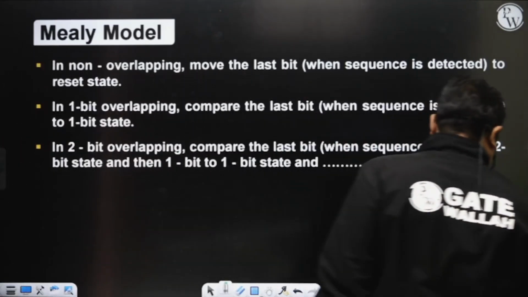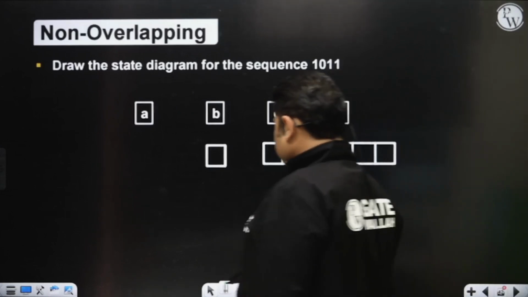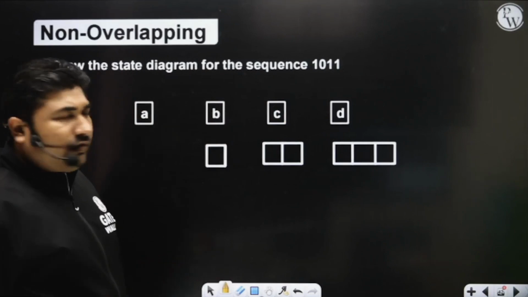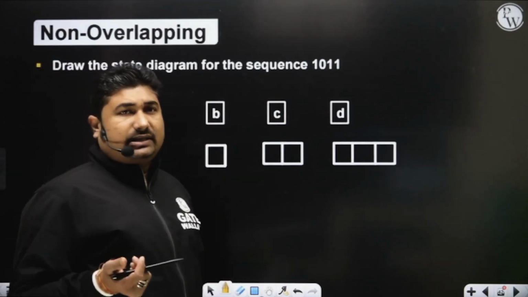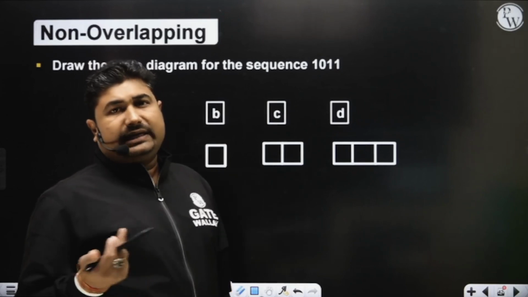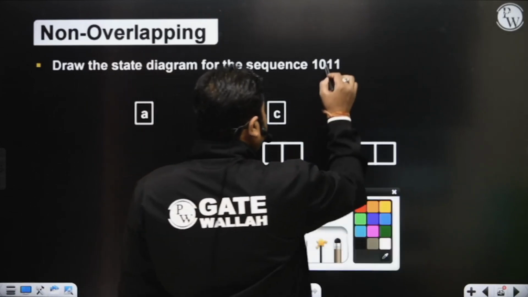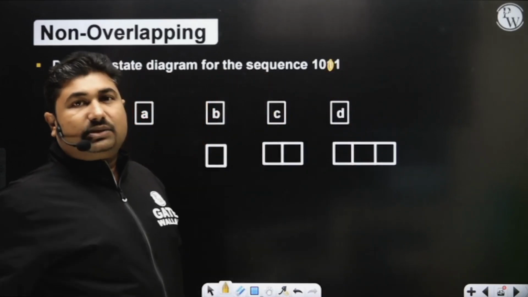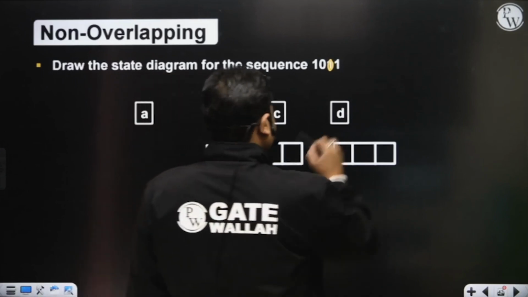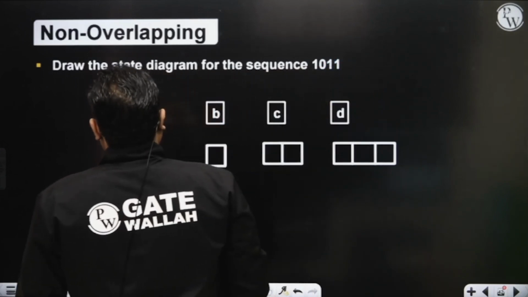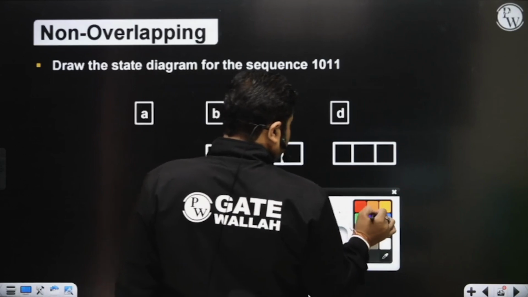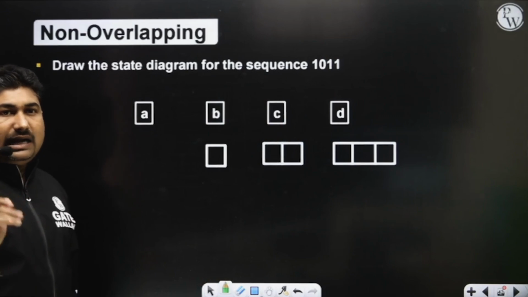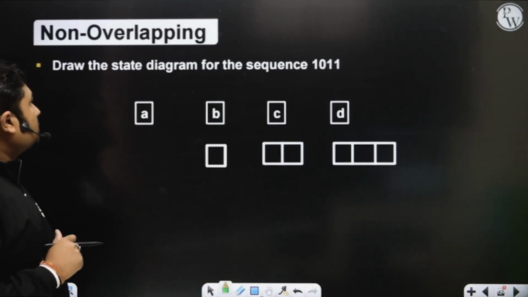Great. Now please observe. First I am considering non-overlapping. For any sequence you can write; I am just taking 1 0 1 0 1 1. You can take any sequence. You can take 1 0 0 1 0 0 1, or 1 1 0 0, anything. Okay. Yes, sir. So let me take non-overlapping. This is a Mealy model. I am interested in designing a Mealy model.